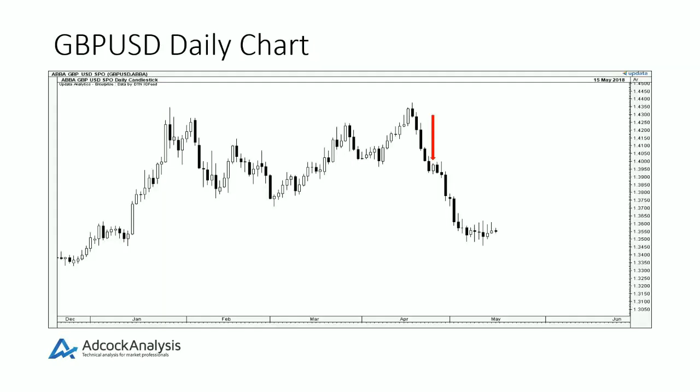Here we have the chart of cable, with the red arrow showing April the 24th. This was the precise time that we saw sterling smooth scores and ranking levels deteriorating, while US dollar smooth scores and ranking levels improved, highlighting the potential for sterling underperformance against the US dollar. We can see that the following sessions saw such activity materialise.